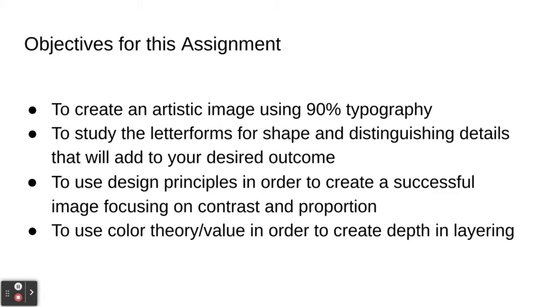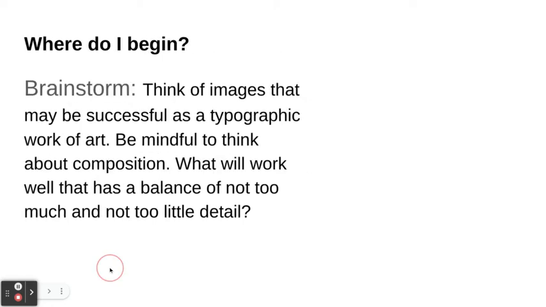Another objective is to study the letter forms for shape and come up with ideas that will add details to your desired outcome. You'll use design principles that we've talked about to create a successful image, focusing on contrast and proportion in particular. So contrast comes through basically what size and shape you make the letters, how large on the page they appear is how they relate to proportion. And then you'll also potentially use color theory or value in order to create the depth and layering. We'll talk more about color choices in just a moment.